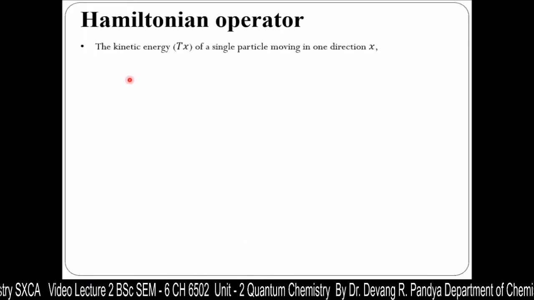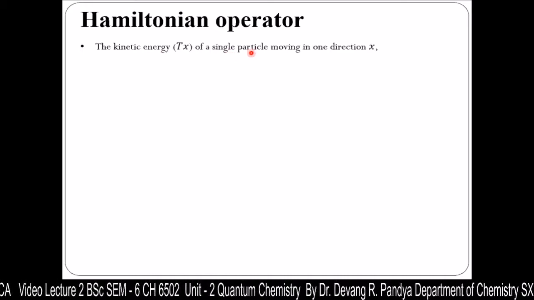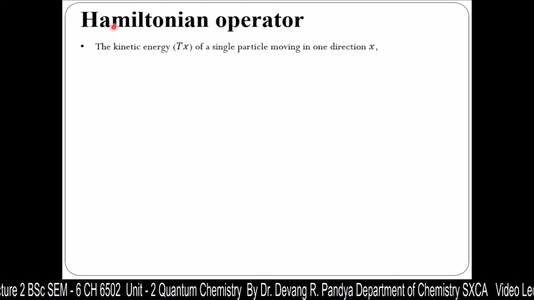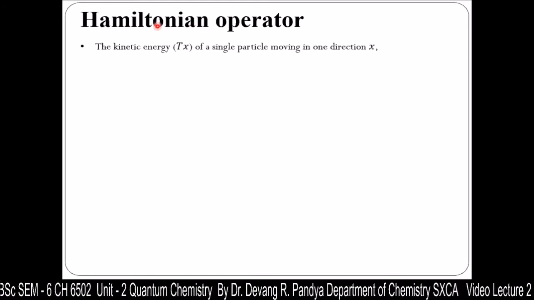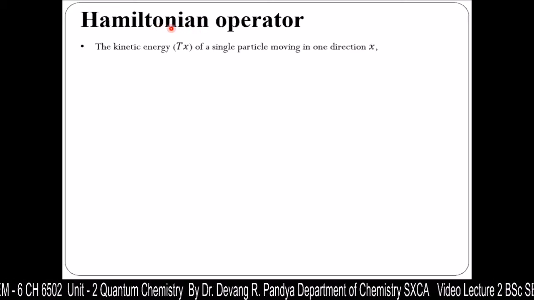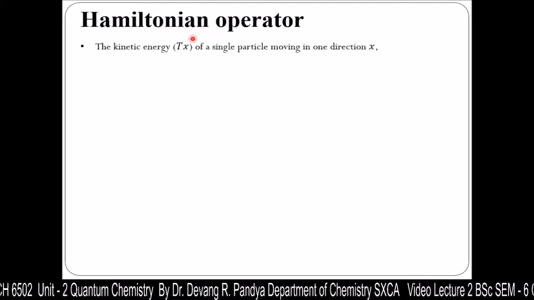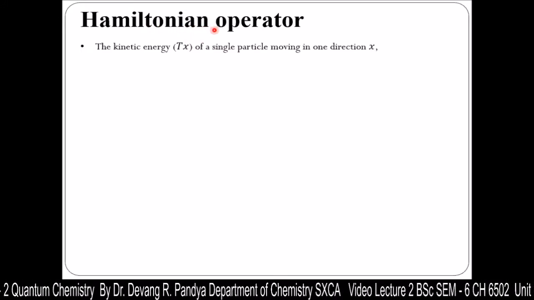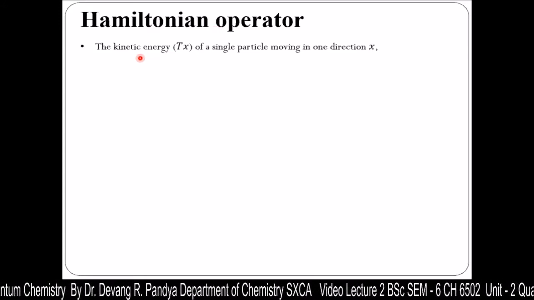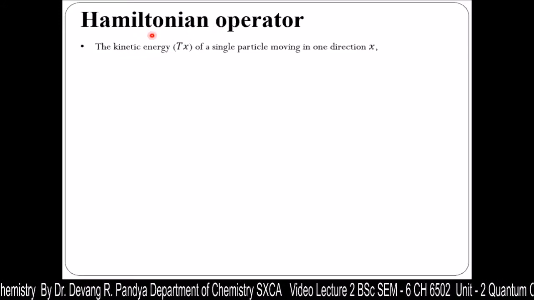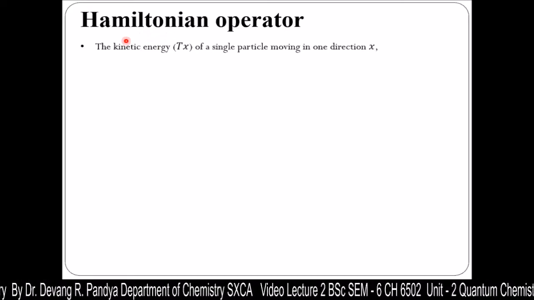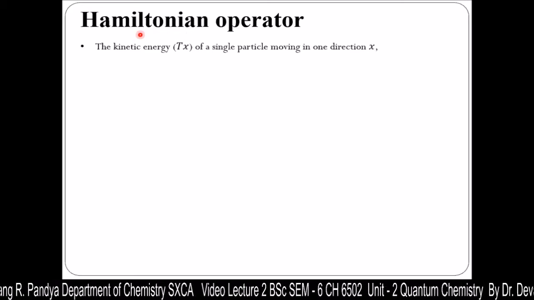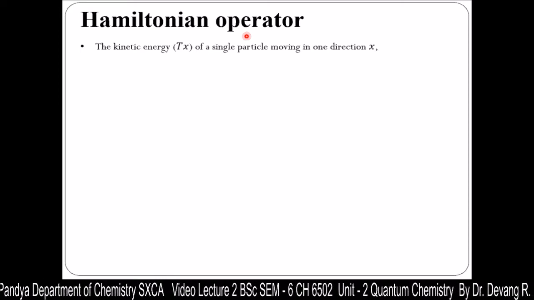Kinetic energy Tx of a single particle moving in a one dimensional box. We need to establish the quantum mechanical operator, that is the Hamiltonian operator. The Hamiltonian operator is also known as the total energy operator of the electron. So the quantum mechanical operator for total energy and the Hamiltonian operator are both similar, and we need to establish a quantum mechanical operator for the total energy of the electron, or if somebody asks you to derive the Hamiltonian operator for an electron, both theories are going to be similar.